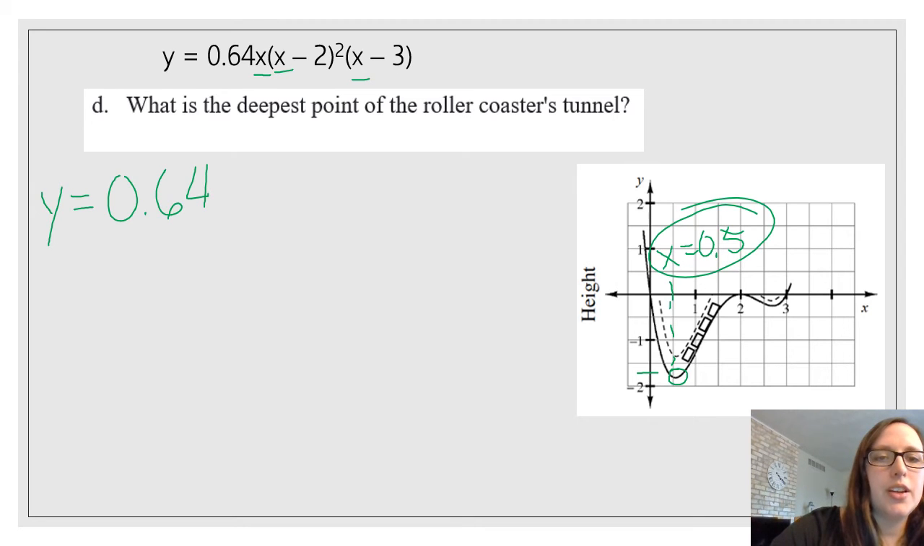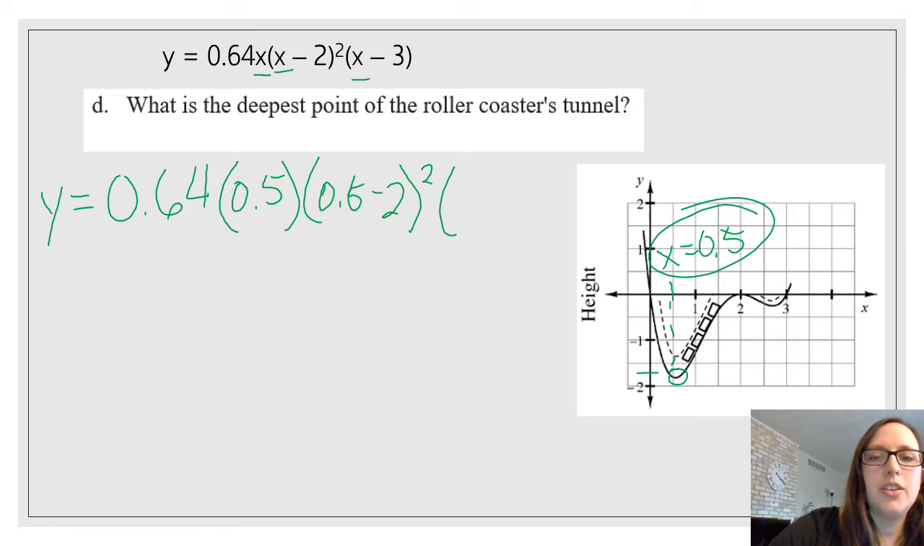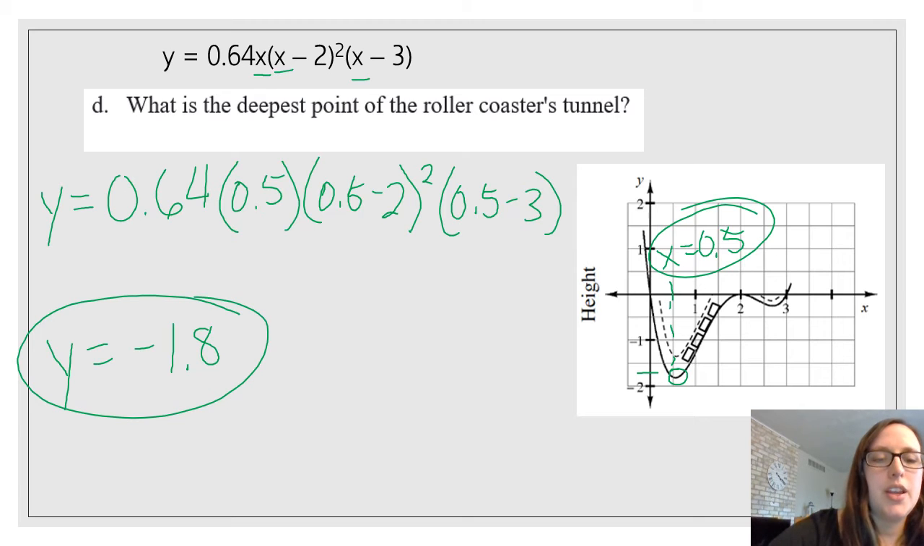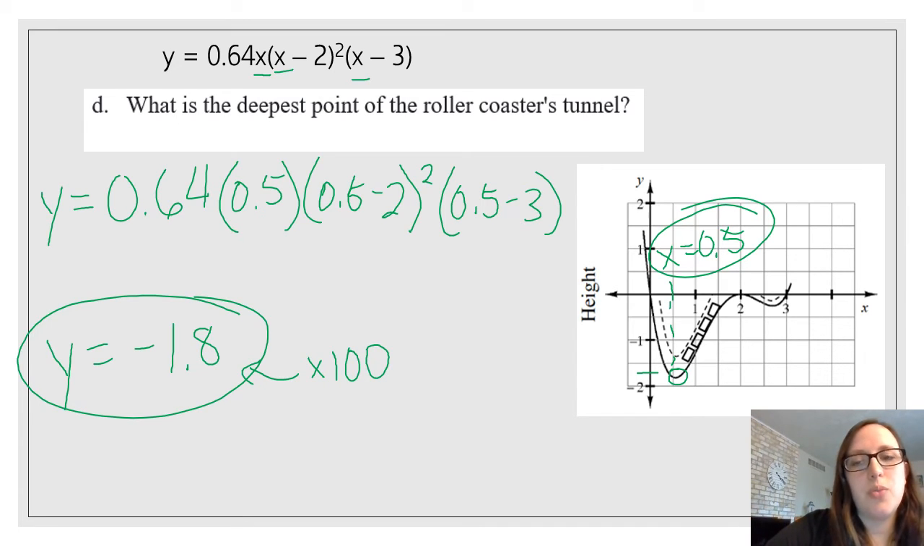So rewrite everything except for x is going to be 0.5. You plug that into your calculator, and you can pause the video and do that now. What you would get after you plug everything in is -1.8. All right. And from the beginning, it said that it was in hundreds, so all you have to do is multiply that times 100 to figure out the feet. So it's not -1.8 feet underground, it's actually 180 feet underground.